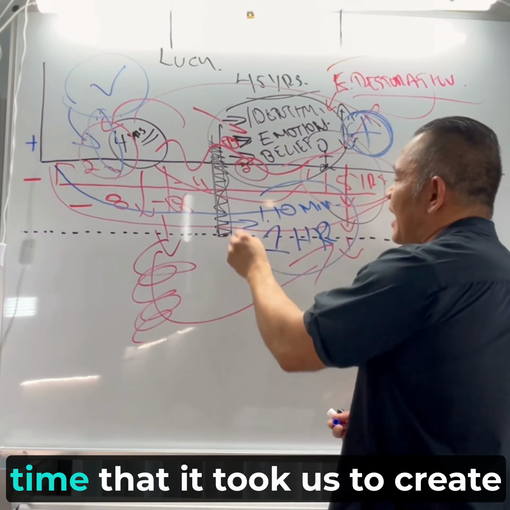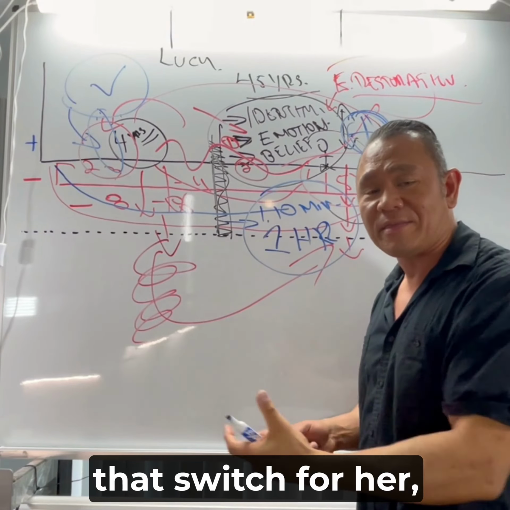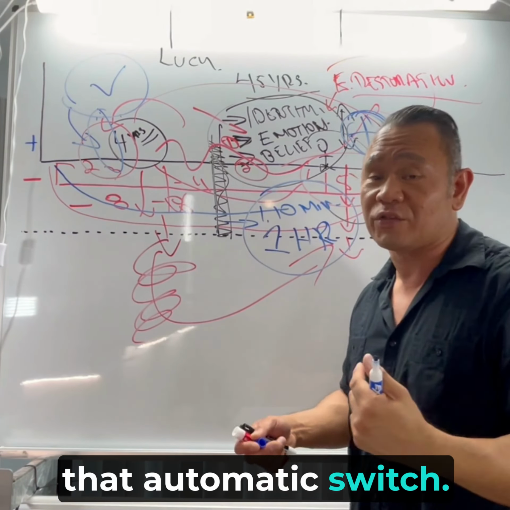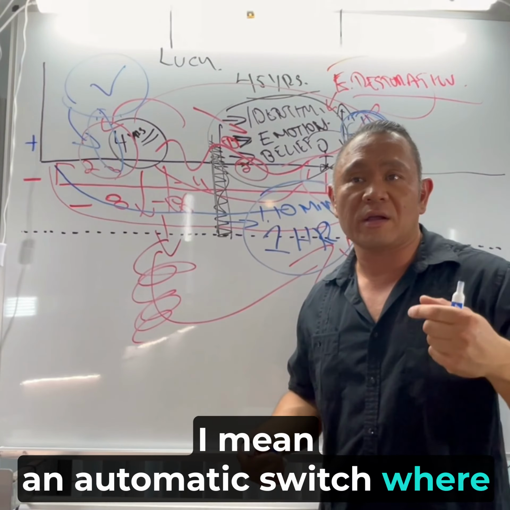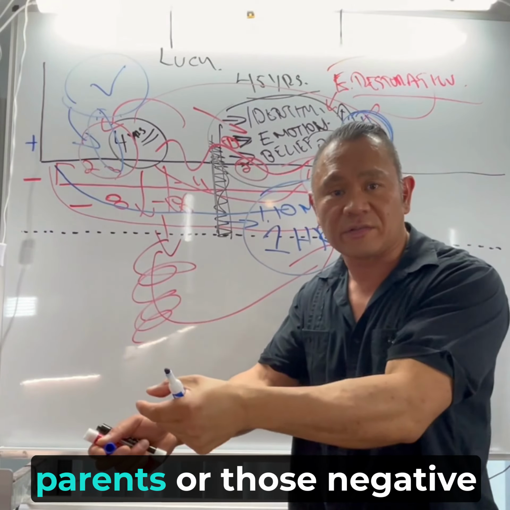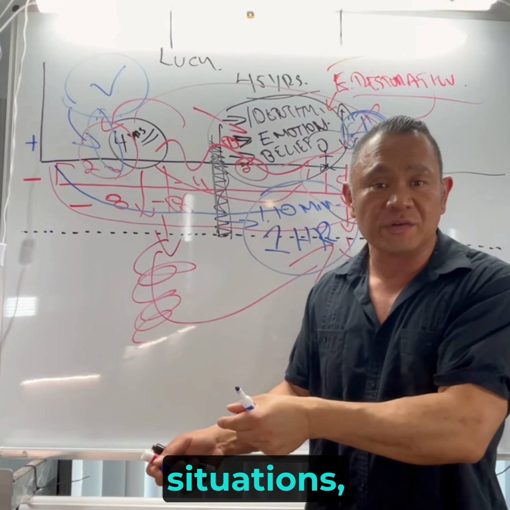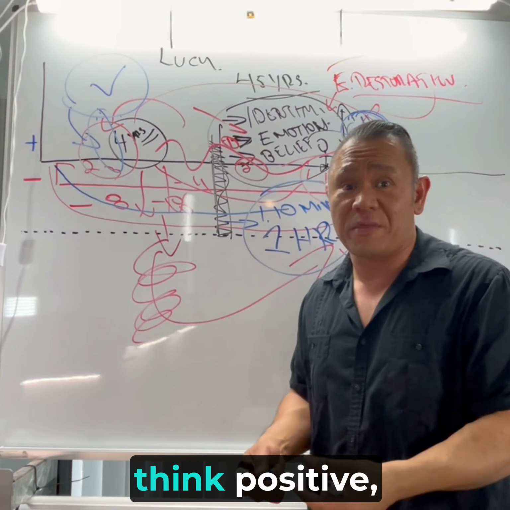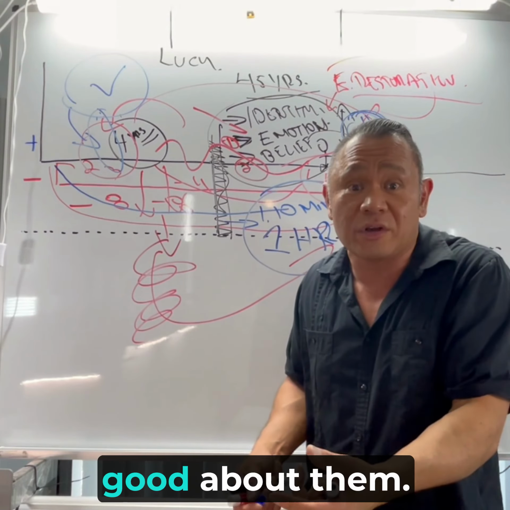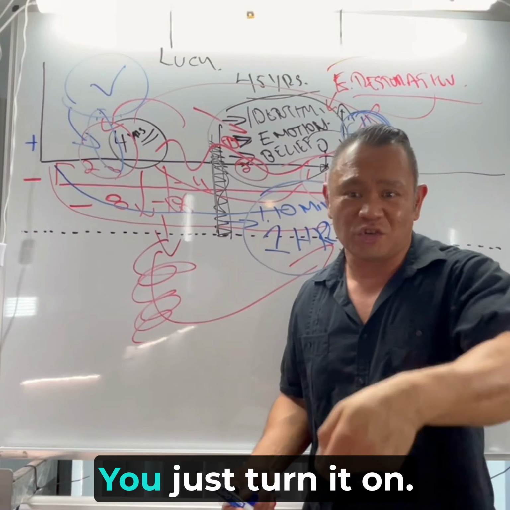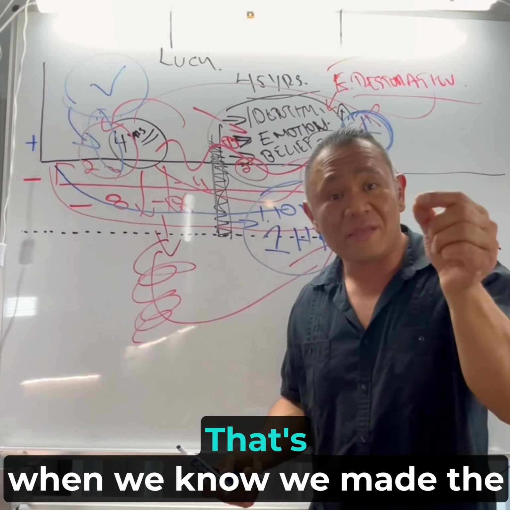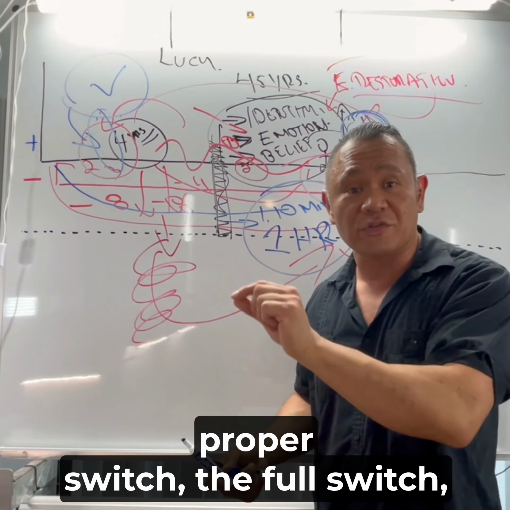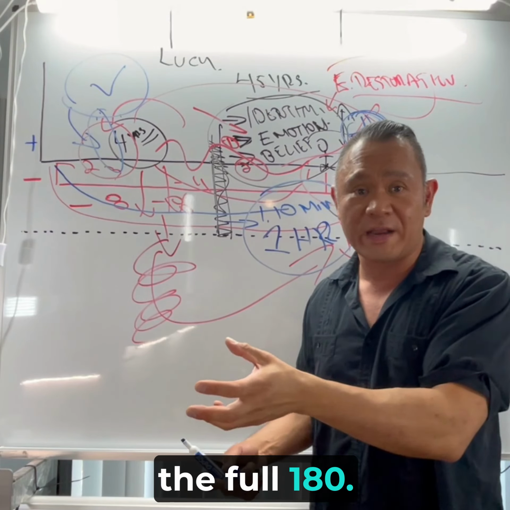So when you look at the total time that it took us to create that switch for her, that automatic switch, and when I say automatic, I mean an automatic switch where anytime she thinks about her parents or those negative situations, she's not trying to think positive. She's not trying to feel good about them. It's like a light switch. You just turn it on, it's just on. No effort required. That's when we know we made the proper switch, the full 180.